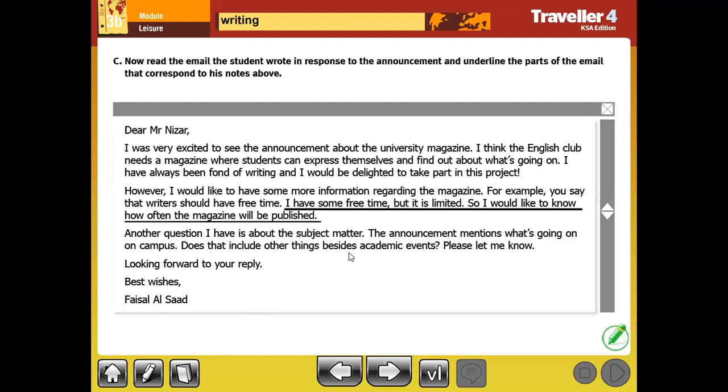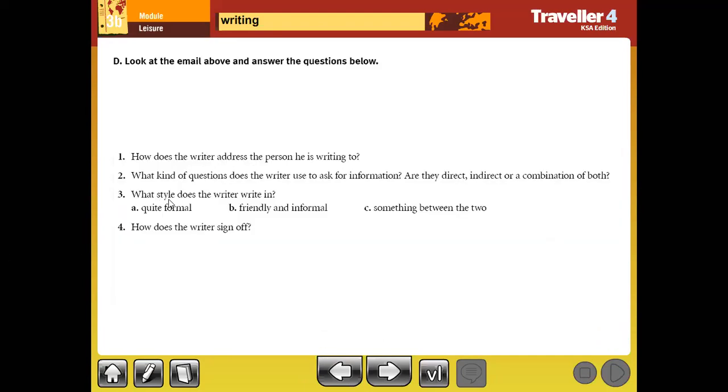Also, does that include other things beside academic events? Here he uses a direct question. So he used both of them, direct and indirect questions. And we will explain direct and indirect questions after ending this section.